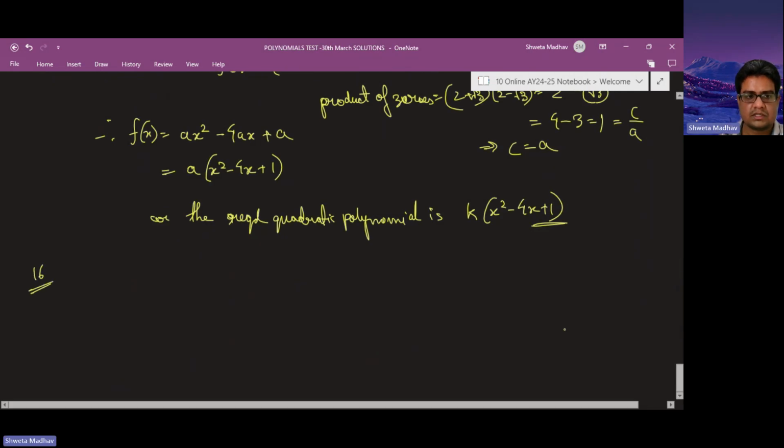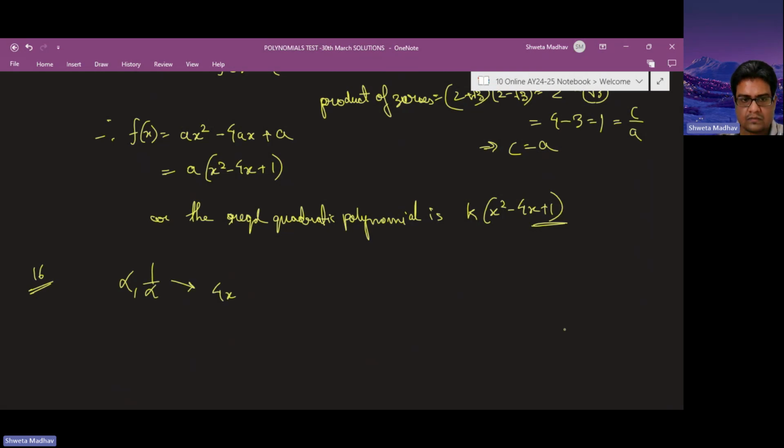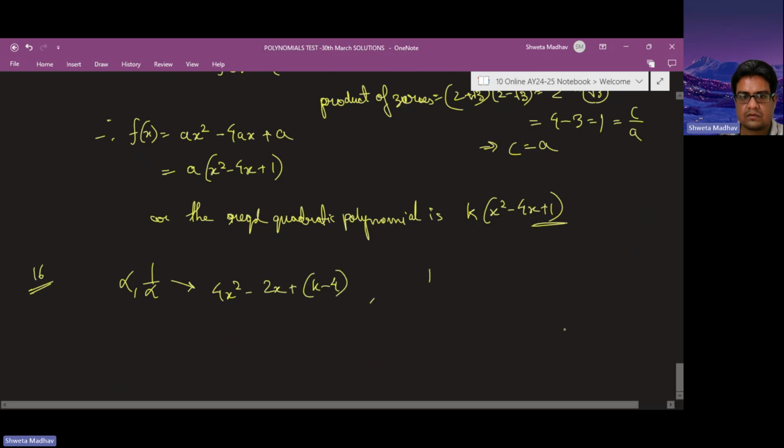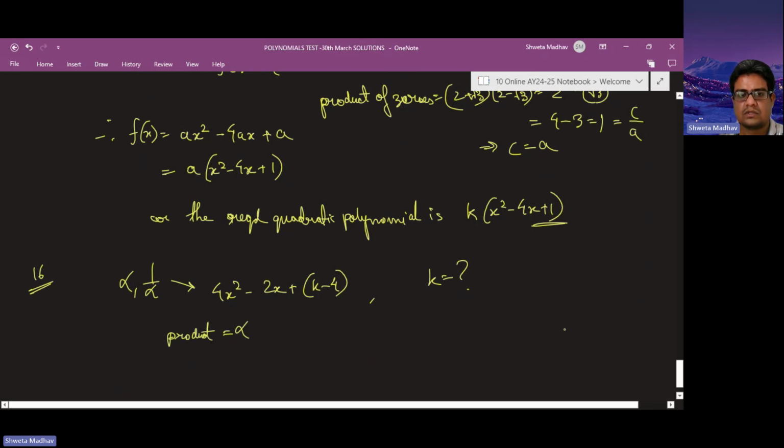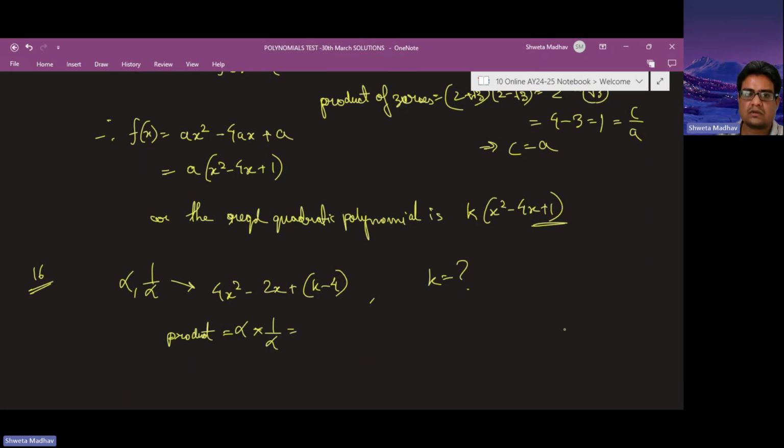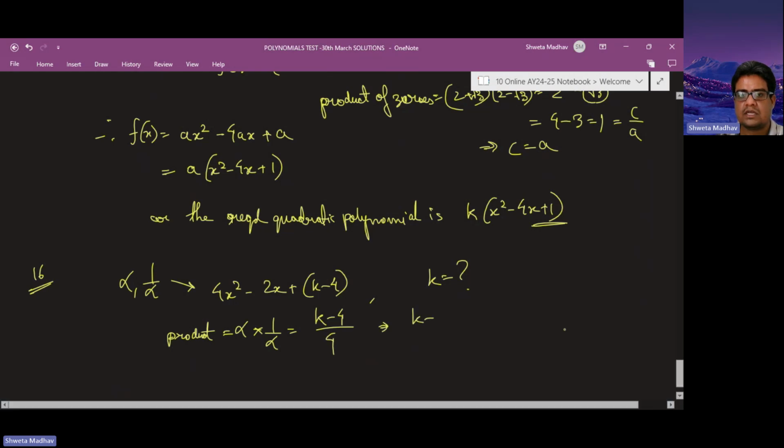Then in question number 16, it has been told that alpha and 1 by alpha are the zeros of the polynomial 4x square minus 2x plus k minus 4. Then find the value of k. So here you can say that the product of the zeros is alpha into 1 by alpha, that is equal to c by a. C is the constant term, which is k minus 4, by a, which is 4. So from here you can see k minus 4 by 4 is equal to 1.